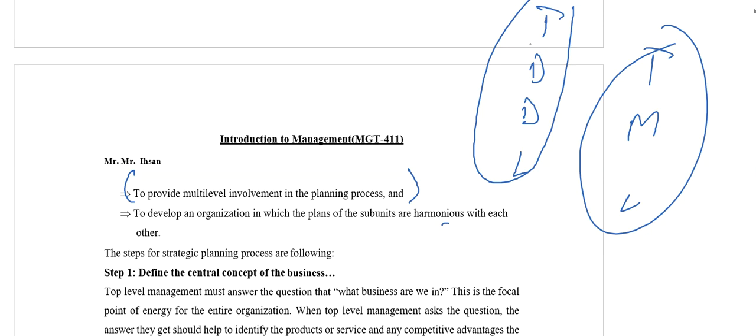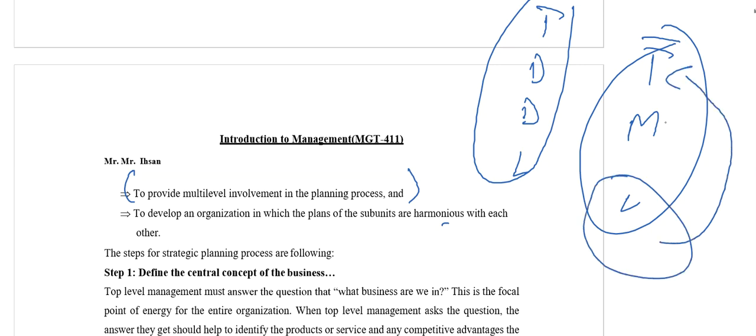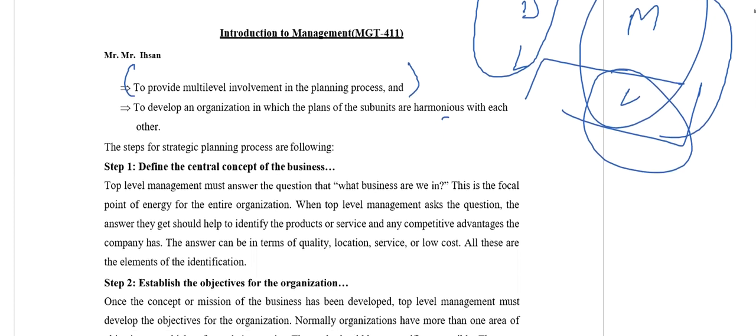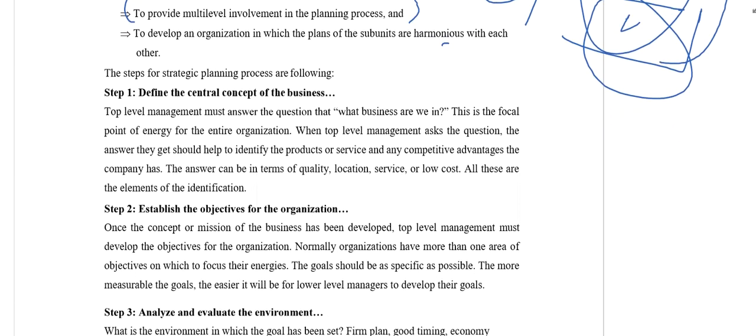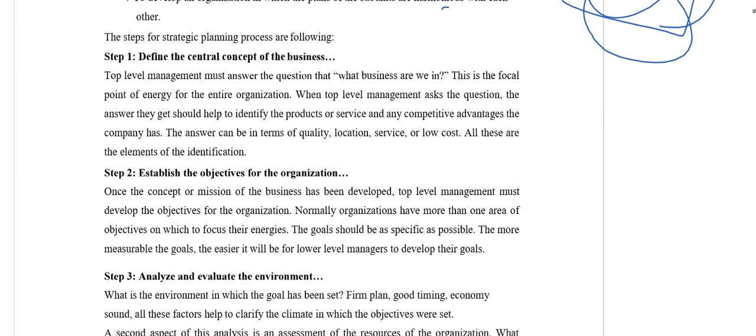So when we involve multi-level planning process, then we can say that the activities which are done by low level are aligned with the top level management. It means there is harmony with each other between the departments. So now we will start discussing the steps of strategic planning.